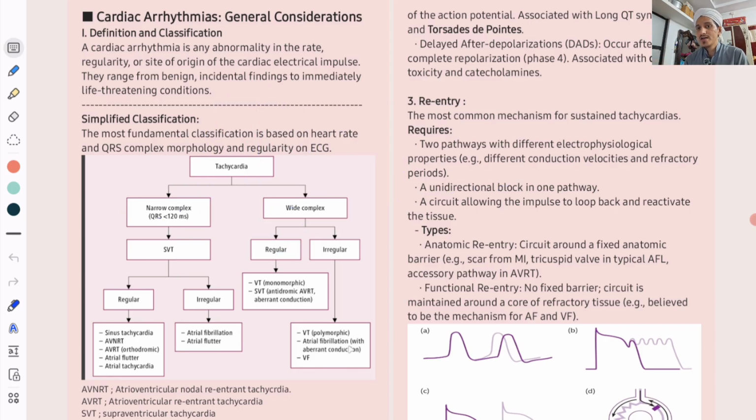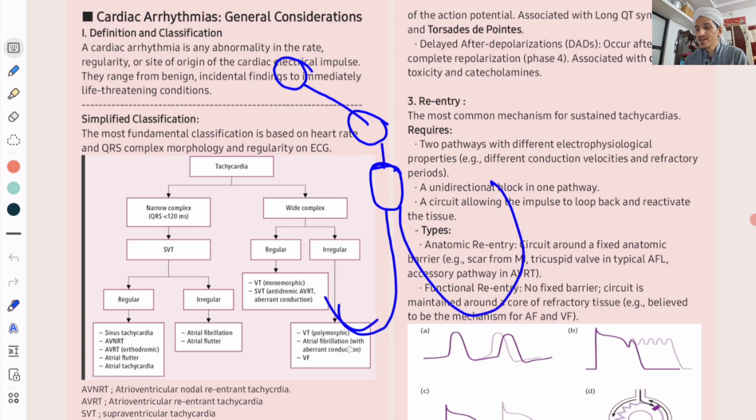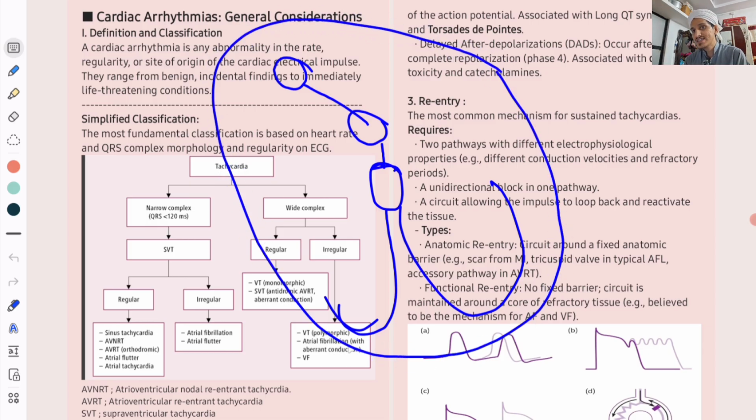So we have learned now the normal electrical wiring system of the heart. Whenever the ventricles are activated by the normal wiring, SA node to AV node and bundle of His, then the left and right bundle branches, whenever the current flows through this wiring system, then the QRS complex will not be wide, it will be narrow.